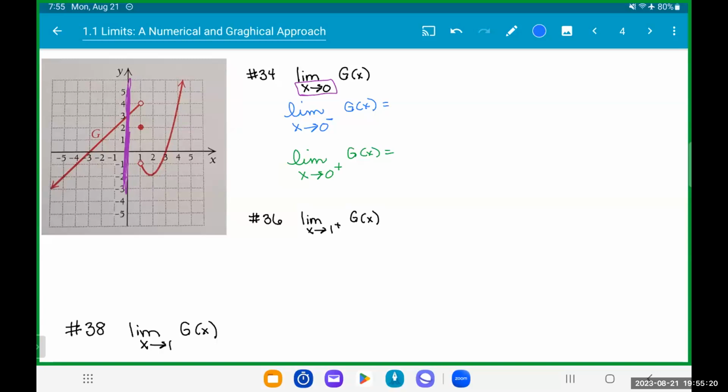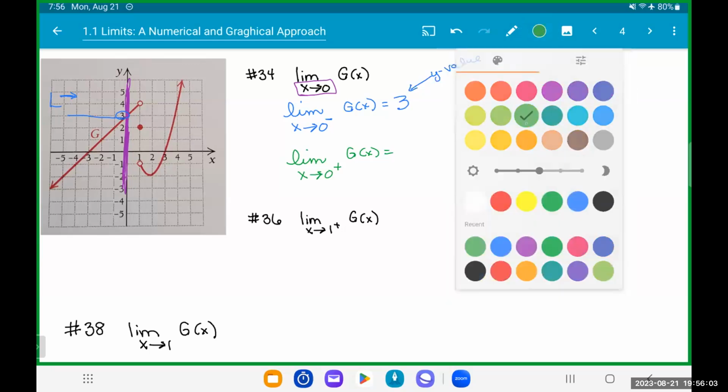As we're approaching from the left, here's my left, so I'm going this way. I want to know, as my x value gets close to 0 from this direction, what is my y value there? That's really what this is saying. So as I approach from the left, my y value is 3. Do you see that? This here is my y value.